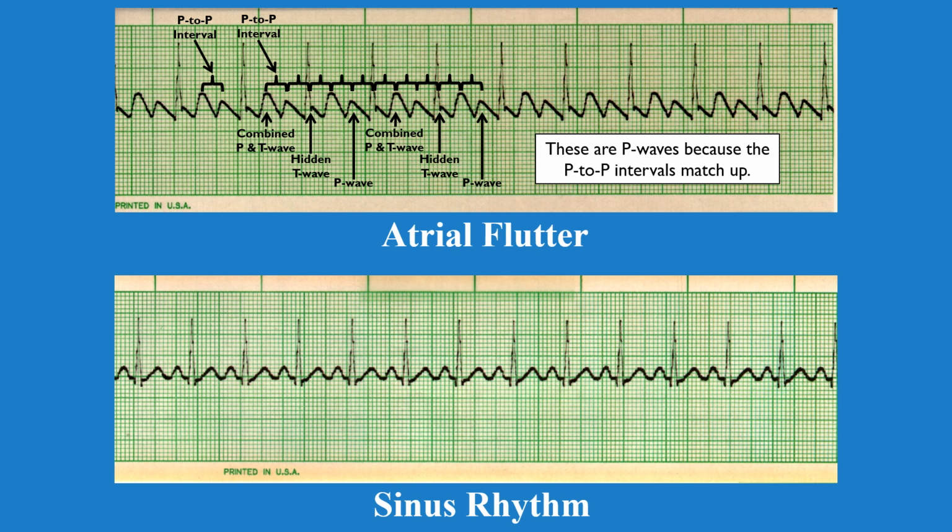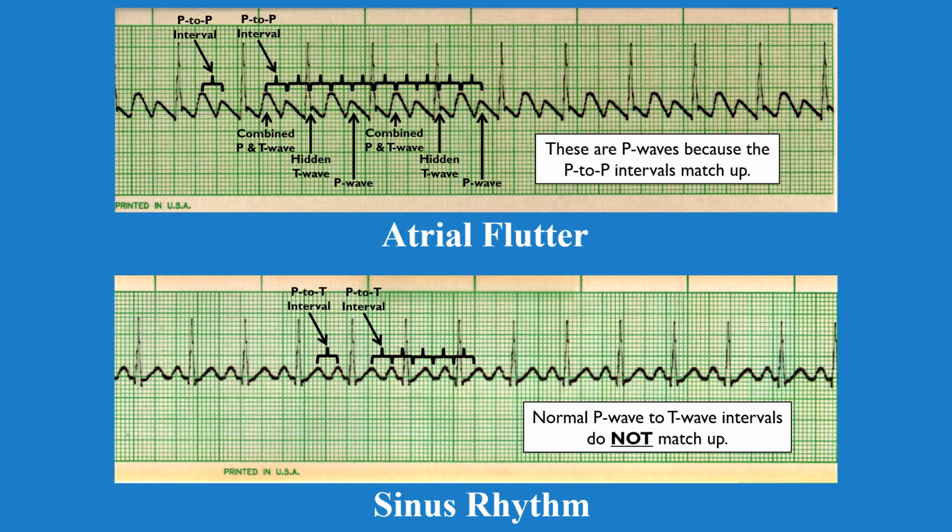When we're looking at a sinus rhythm, if we were to measure the intervals between a P wave and a T wave, so looking at this, we have a P to T interval. When we march that interval across a strip, none of them are going to match up because P to T intervals never match up. But P to P intervals in the setting of an atrial flutter will actually march up. So when we look at these waveforms, what we have is separate T waves as well as separate P waves.